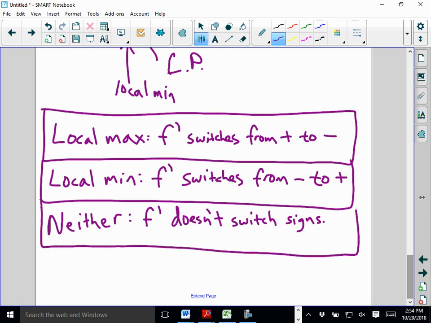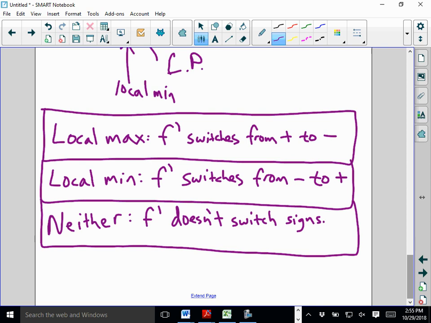So this is kind of like changing directions, right? In PVA, I always ask you, when did an object change directions? Well, you had to figure out when v switched signs, right? Well, same with local max, local min, and neither points, but we have to be even a little bit more detailed, because whether we switch signs from plus to minus of f prime or minus to plus of f prime changes whether it's a local min or a local max. Okay? If f prime doesn't switch signs, that means we have neither a local max nor a local min.